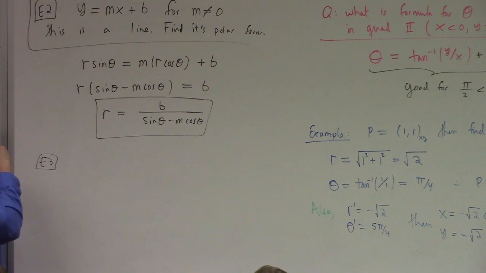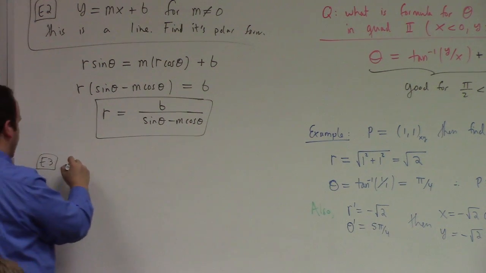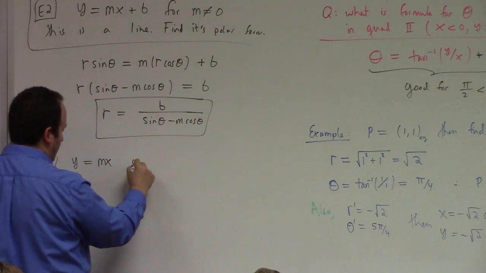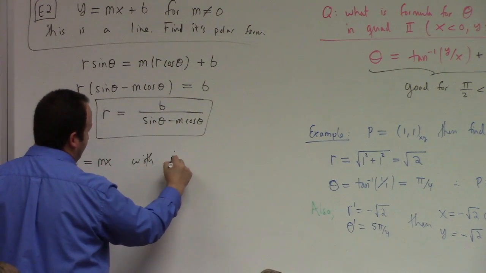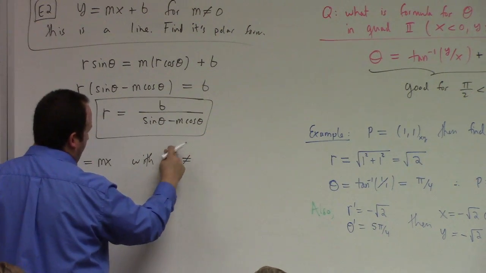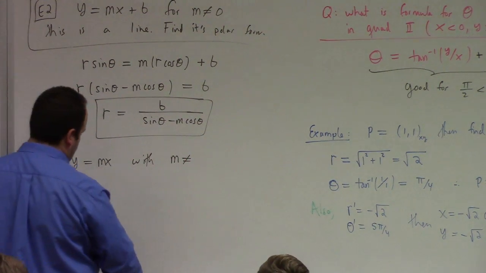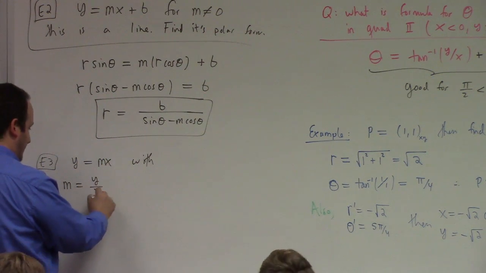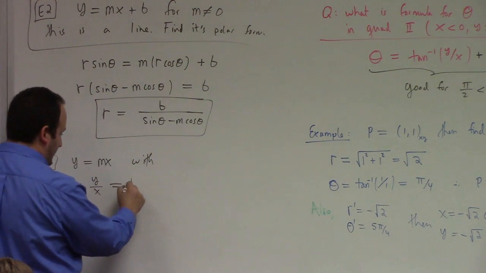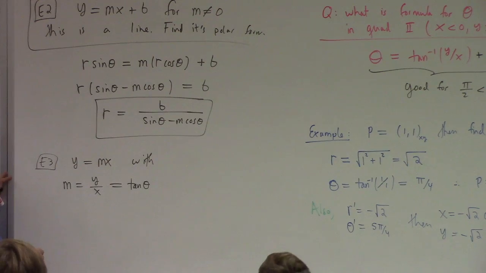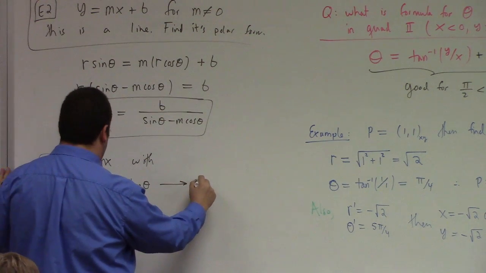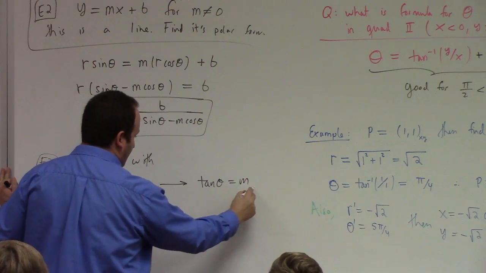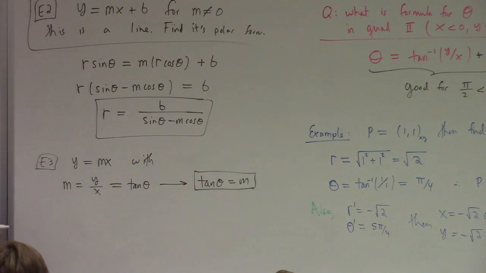Let's see here. Now, if I have y equals mx with m whatever, really, all right? Just that, m constant. Then this gives us m is equal to y over x, right? y over x is what? y over x is tangent theta. So this we can convert to tangent theta is equal to m. There's a polar form, an implicit polar form of this line.